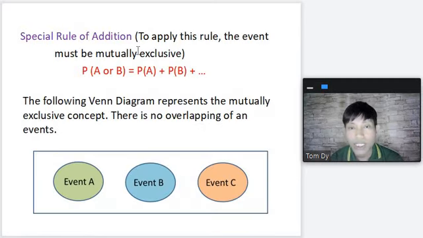Now, the special rule of addition. To apply this rule, the events must be mutually exclusive. So, probability of A or B is equivalent to the probability of A plus the probability of B. Plus, of course, if there are other sets, let's say C or D. So for this case, probability of A or B equals probability of A plus probability of B. Now, the following Venn diagram represents the mutually exclusive concept. There is no overlapping of events. So this is event A, event B, and event C. This is additional information regarding the Venn diagram.